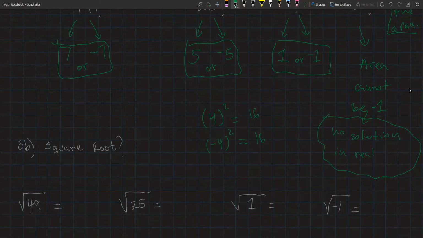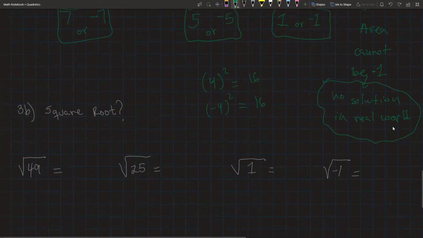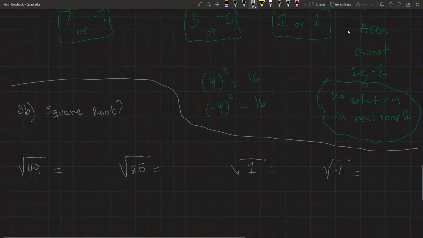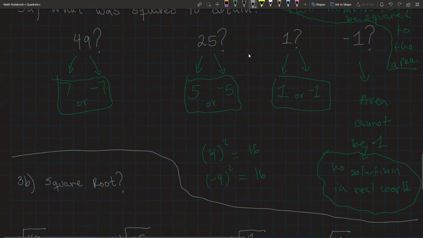And that's as much as I'm going to say about that. I don't want to talk about other worlds right now. In the real world, all right? Just think about it that way. No solution in the real world. Really, it's going to be in the real number system later. But again, I'm not too big into big vocabulary right now. So let's just move on. I just wanted to show you that concept. And please understand that the area inside of the square cannot be a negative number. Therefore, this does not have a solution. And the other two only have one square root, but two different numbers that can be squared to get that area value, okay?